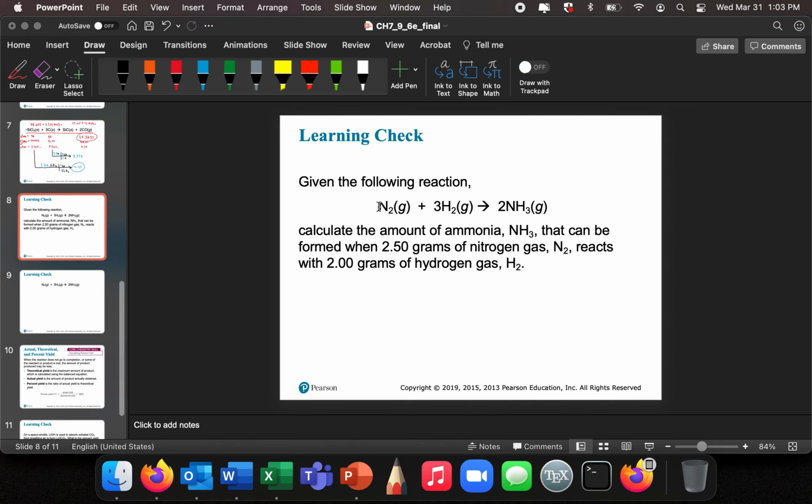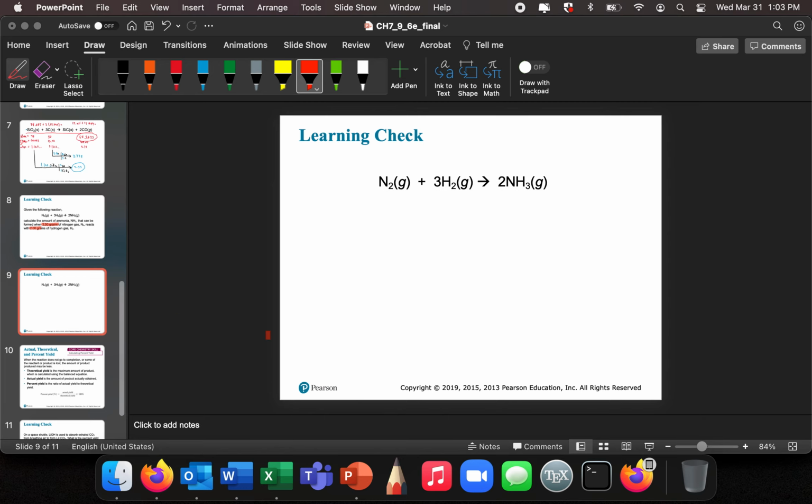Given the following reaction, suppose we take nitrogen and hydrogen and we make ammonia. Calculate the amount of ammonia that's formed when 2.5 grams of nitrogen reacts with 2 grams of hydrogen. All right, so I set this up on the next slide. We're ready to do this.